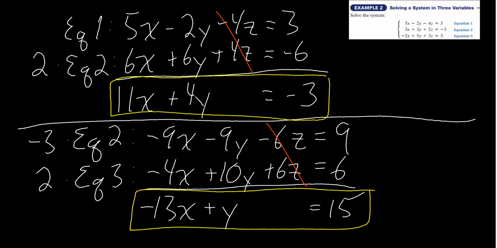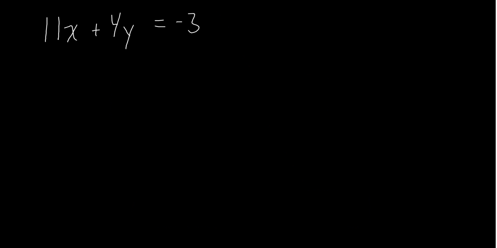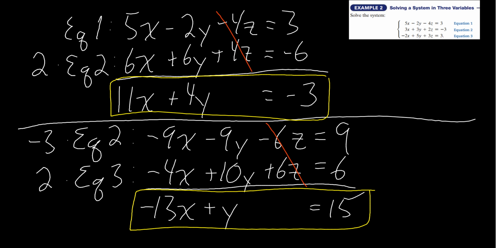So 11x plus 4... I forgot... is equal to negative 3. And then negative 13x plus y is equal to 15. Right? 15. Okay. All right.